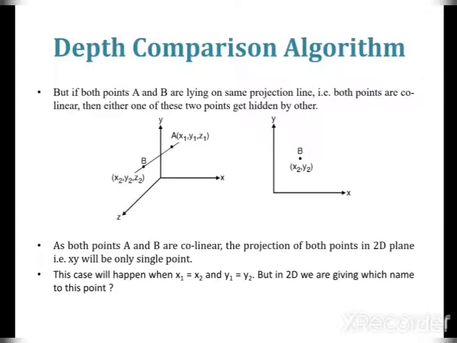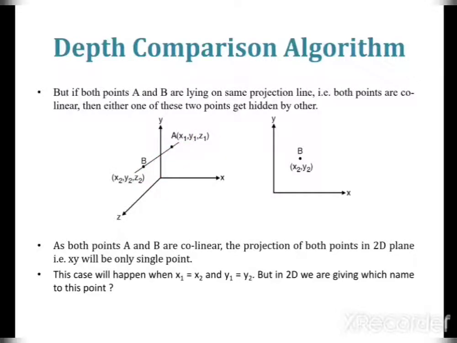But if points A and B are on the same projection line, then both points are collinear. Here we can see that both points A and B are on the same line. So either one of these two points will get hidden by the other, means either A will hide B or B will hide A. So how are we going to decide which point is going to hide the other point? For that purpose we are going to use this depth comparison algorithm. How? As both points A and B are collinear, they are on the same line.